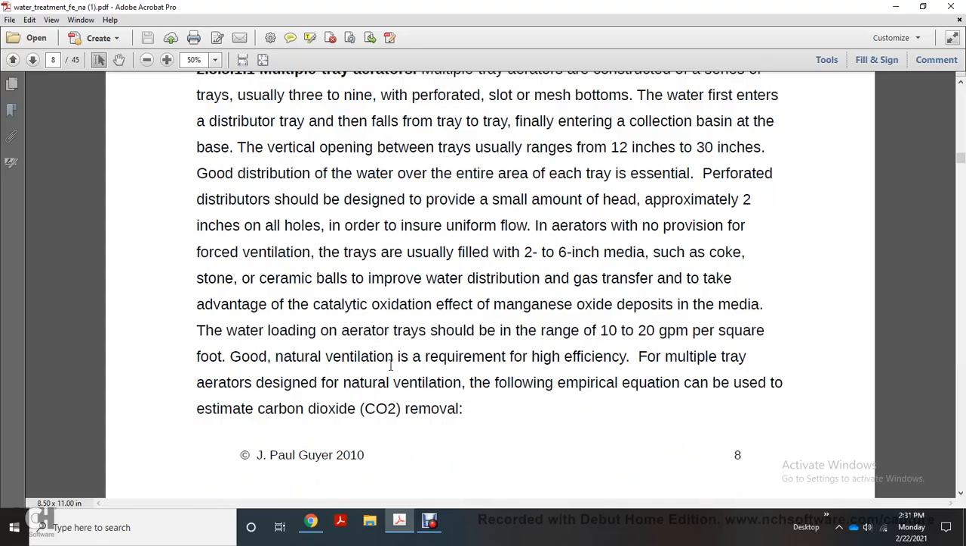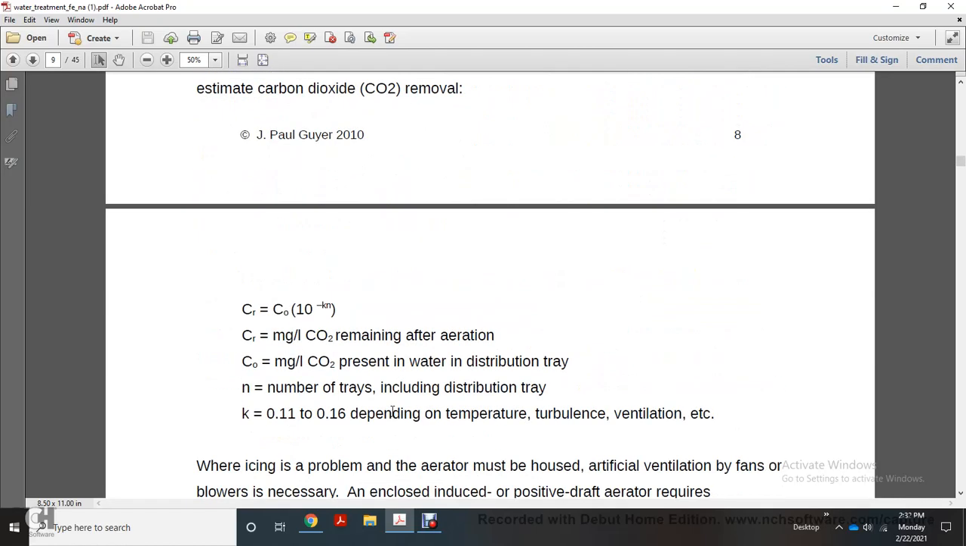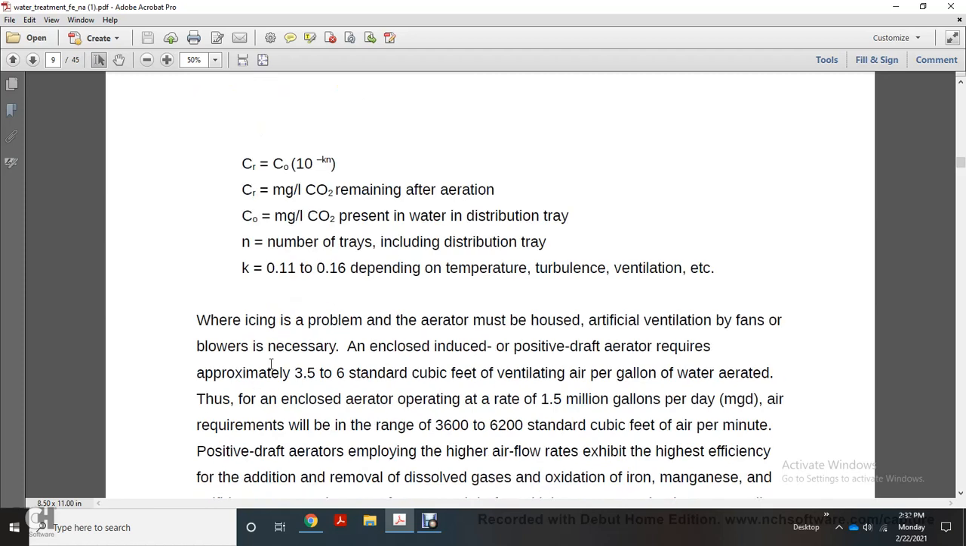High efficiency multiple tray aerator design, natural ventilation. The following empirical equation can be used to estimate carbon dioxide removal. CR is equal to C0 over 10 to the power K m, where CR is the carbon dioxide remaining.